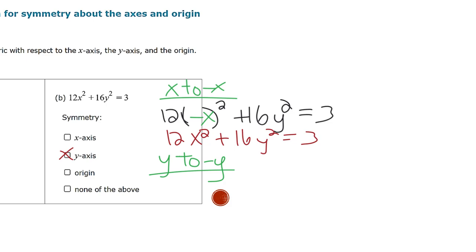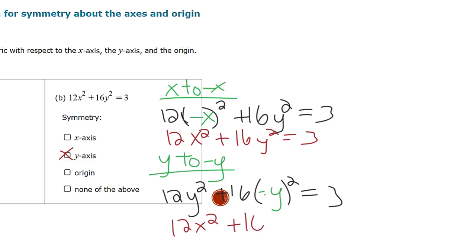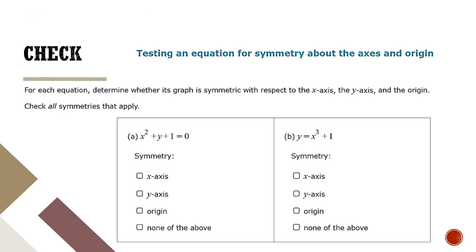Now, if I do the same thing to the other one, we have 12y squared plus 16, and then we're plugging in that negative y here, and we're squaring it, it's equal to 3. And this ends up being the same thing: 12x squared plus 16y squared is equal to 3. So these are equal, and it's all equal to this, so it's actually x-axis, origin, and y-axis, all 3. So please try to check this on your own. I will show the answers when we're done.